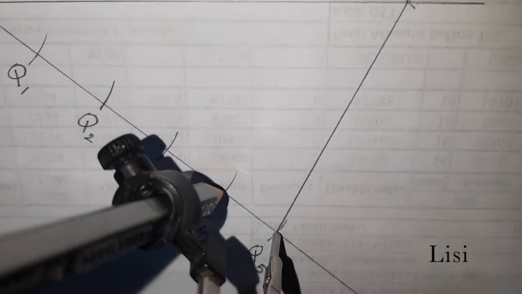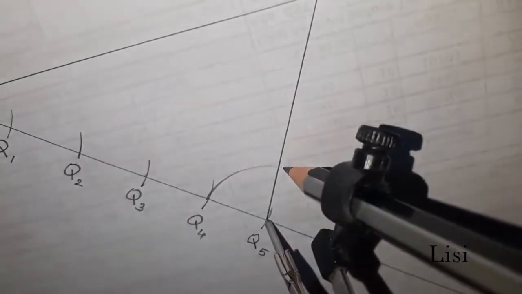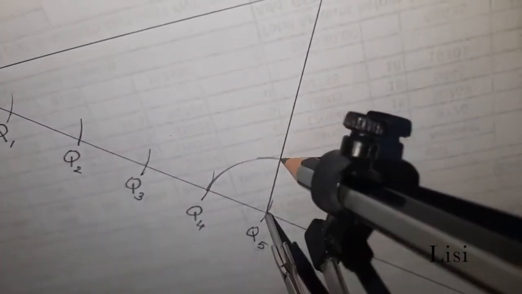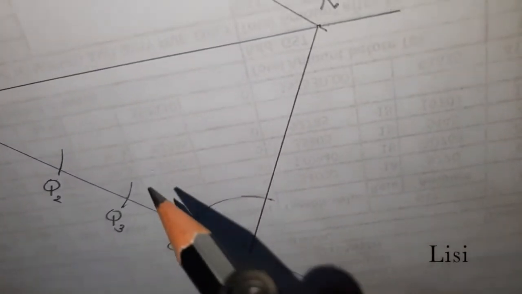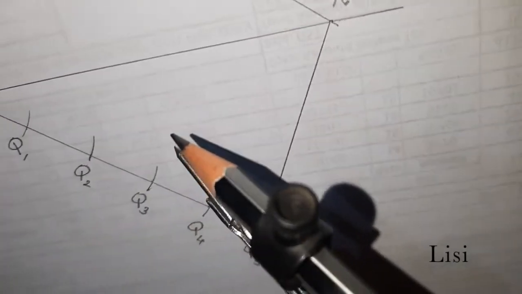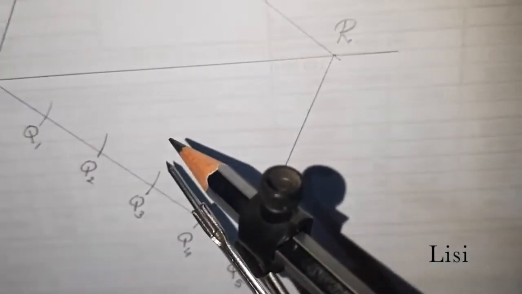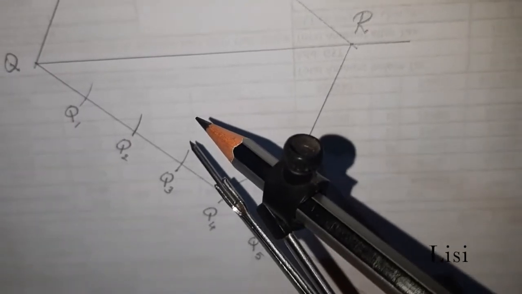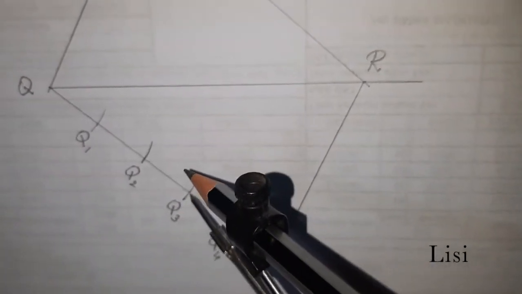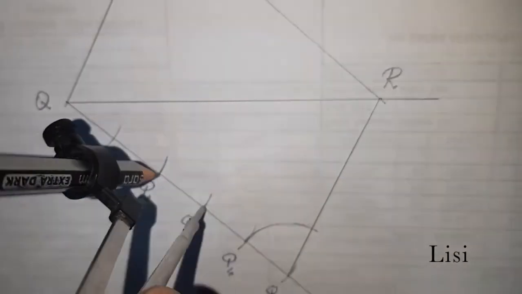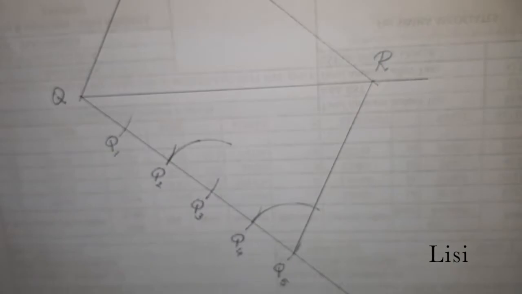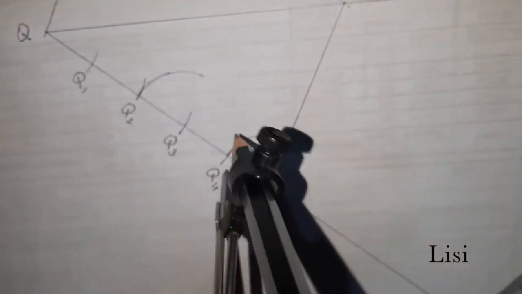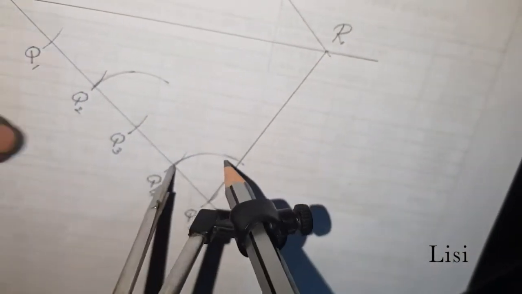Keep your compass at any measurement. You cut an arc. Don't change the measurement. Have it the same and place it on the numerator one. What is the numerator? Numerator is 3, isn't it? So you go for Q3. Place it in Q3. Cut an arc. Clear? And now measure this arc, how far the distance is.